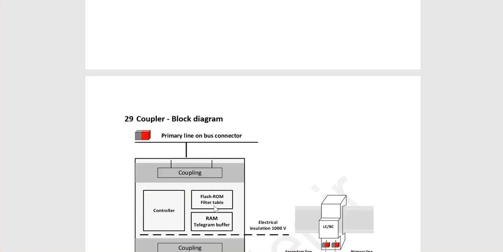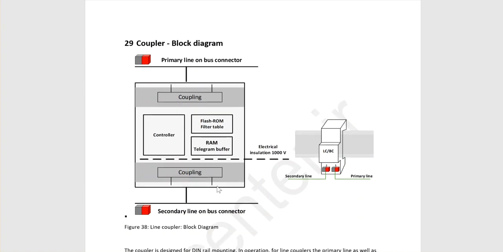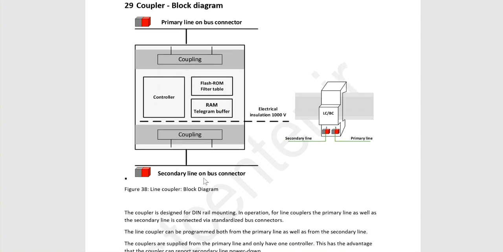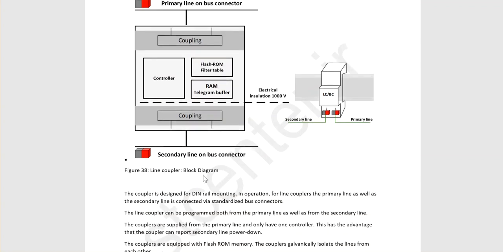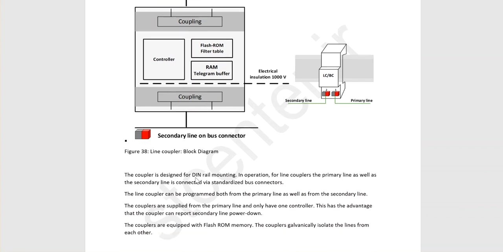traffic of the data. Each line coupler includes a controller, microcontroller, ROM and RAM, and bus coupling units. It has two sides, primary side and secondary side. The coupler is designed for DIN rail. Nowadays, all of the couplers are installed on a DIN rail. For the line couplers, the primary line as well as the secondary line is connected via the standardized bus connector. Nowadays, of course, between two lines there is an insulation of 1000 volts. It is for safety. It is a nice feature.